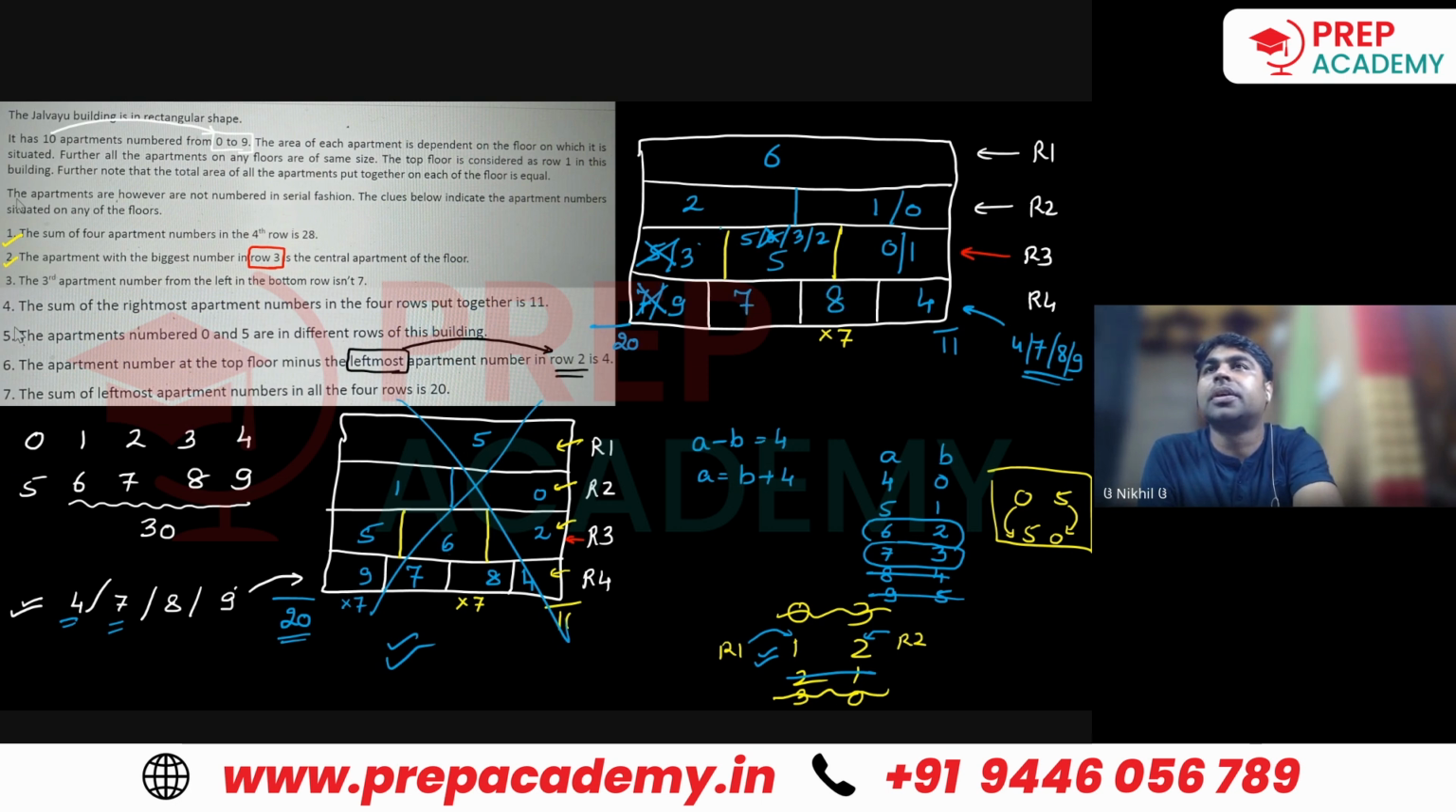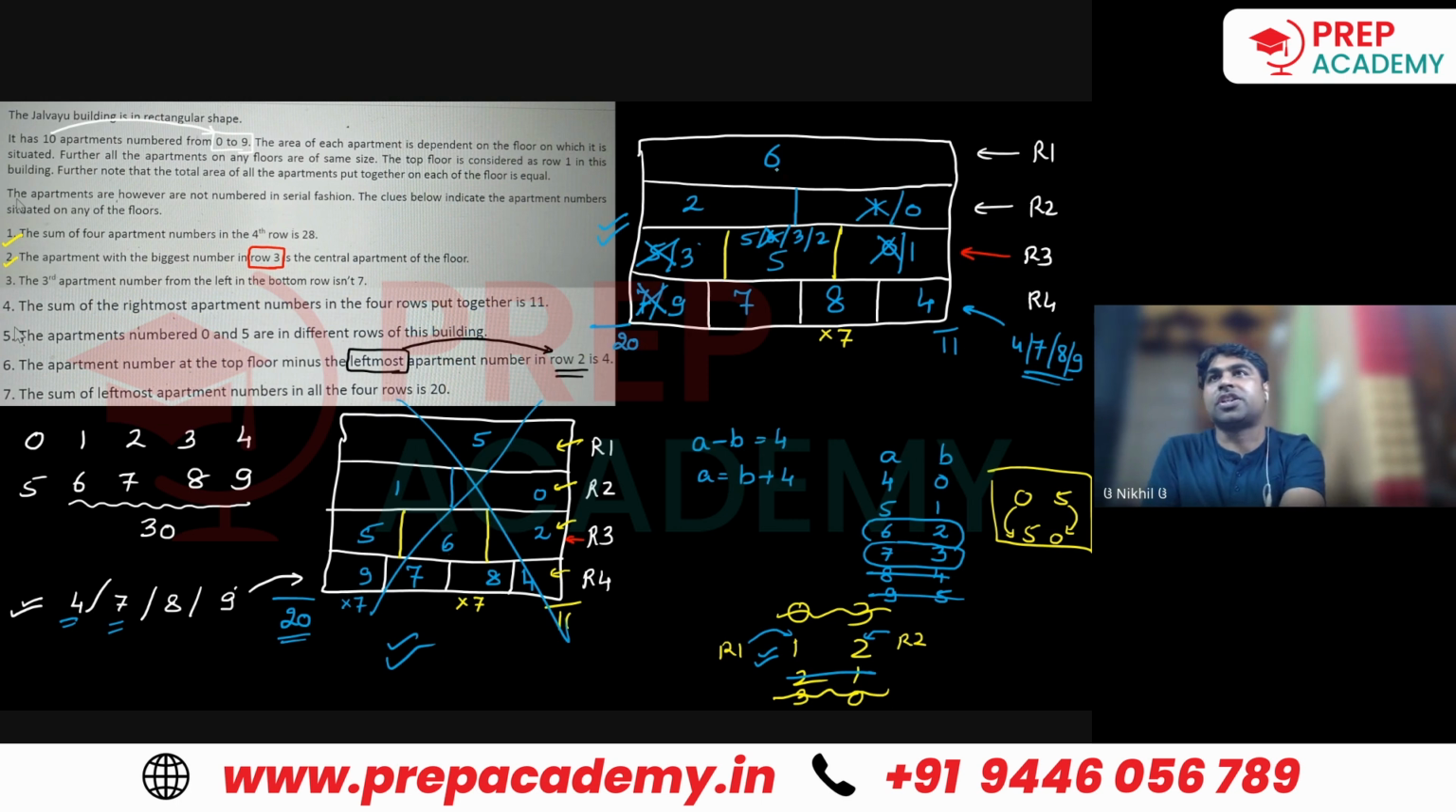Okay. And 5 and 0 cannot be on the same floor. So 0 cannot be here. That means we have an answer which is 6 here, 2 and 0 here, 3, 5 and 1 here, 9, 7, 8 and 4 here. And this is not violating any condition. See? 0, 1, 2, 3, 4, 5, 6, 7, 8, and 9. All of them are there.